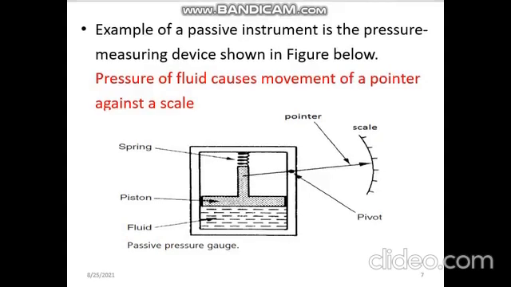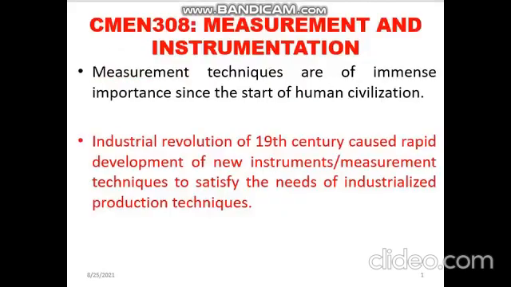You are welcome to our first lecture on CMEN308, which is measurement and instrumentation. As we all know, measurement techniques have been in existence from the beginning of human civilization, because whatever you are going to sell, buy, or harvest in the farm, it has to be measured. Therefore, measurement started having importance from the beginning of life on Earth.